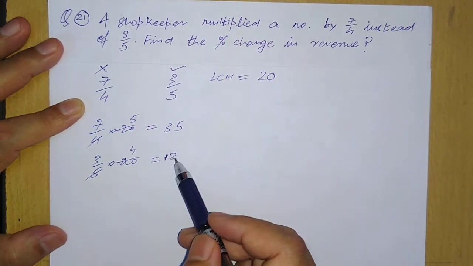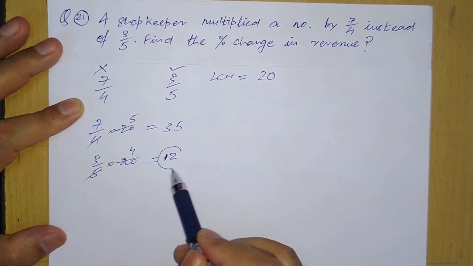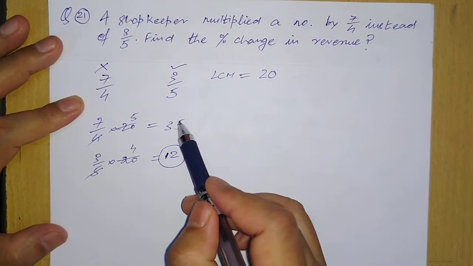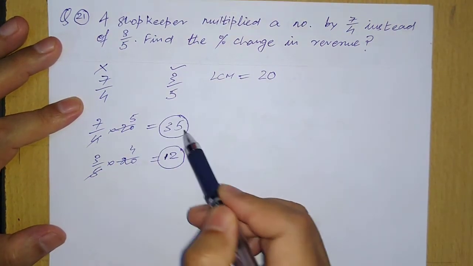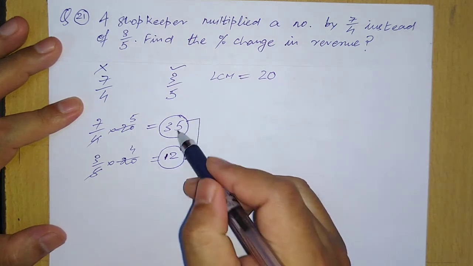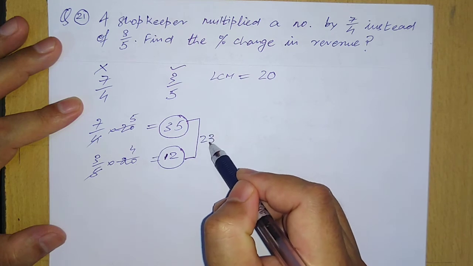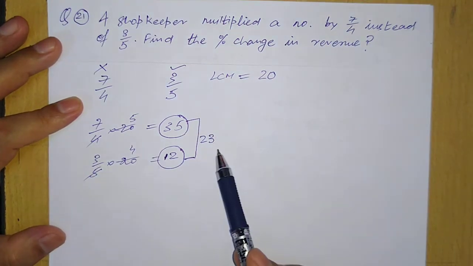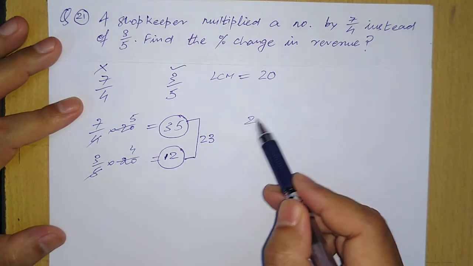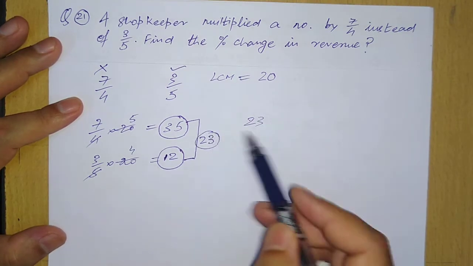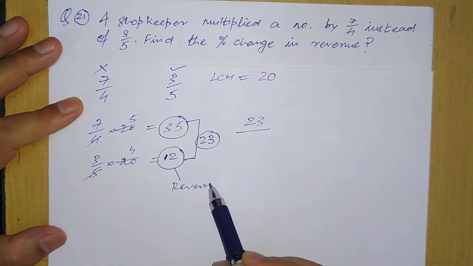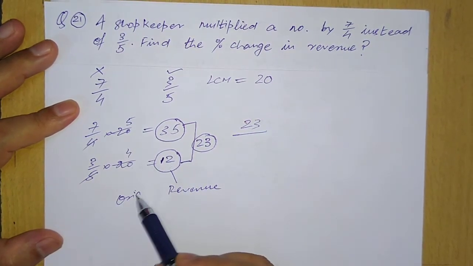Now the original result should have been 12, but because of his mistake the result now is 35. So the result has been increased by how much? 35 minus 12, 23. In this question it's given find the percentage change in revenue. So percentage change will be how much? 23 has been changed and the original revenue was how much? 12. This is the original revenue.